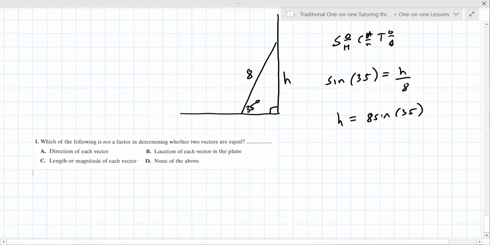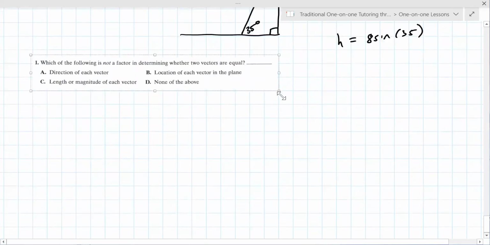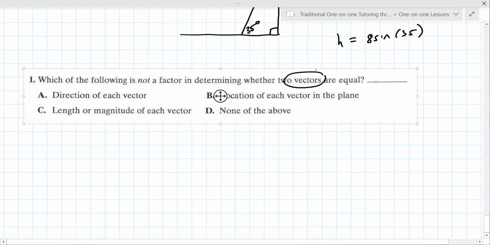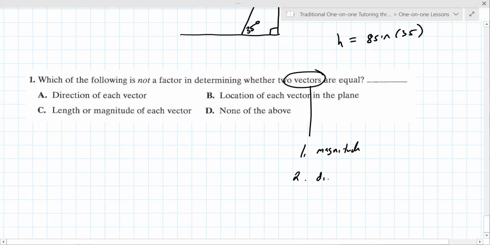Which of the following is not a factor in determining whether two vectors are equal? So what this question is really asking is, what is a vector? It has both a magnitude and a direction. Obviously you need the direction and the magnitude. Now, the location of the vector in the plane. This is probably the hardest one, that you can actually slide vectors around. So here's a vector, you can push it up, and these are the same.